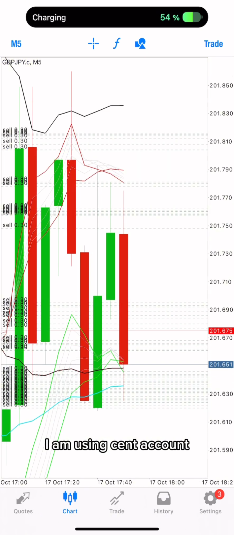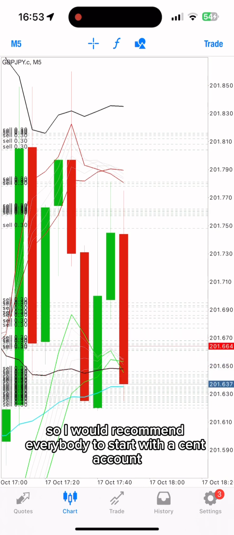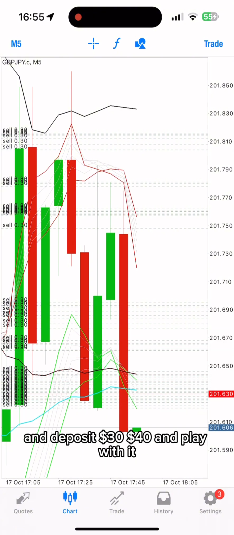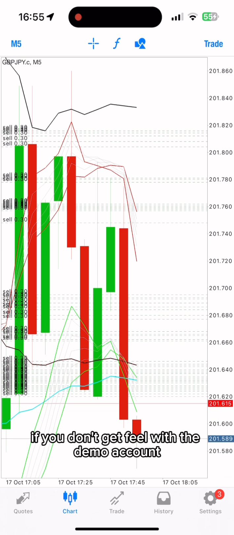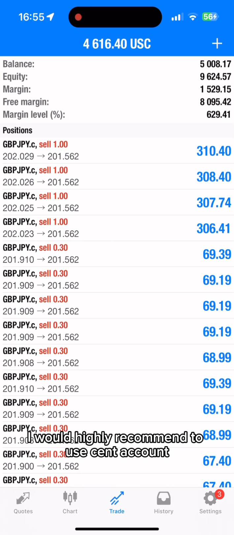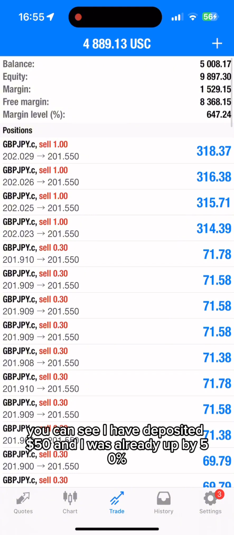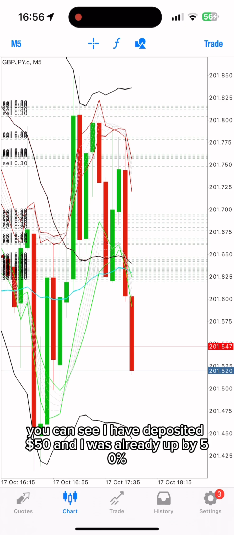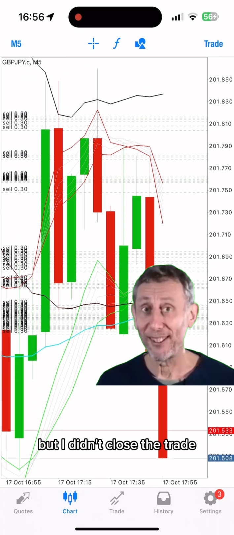I am using a cent account, so I would recommend everybody to start with a cent account and deposit $30, $40 and play with it. If you don't get a feel with the demo account, I would highly recommend using a cent account. You can see I have deposited $50 and I was already up by 50%, but I didn't close the trade.